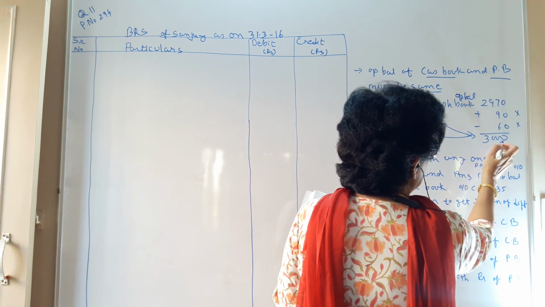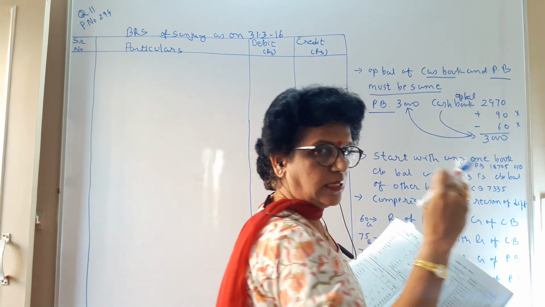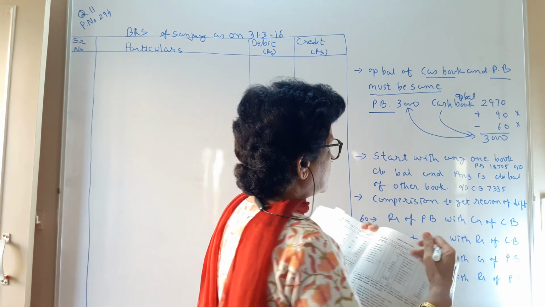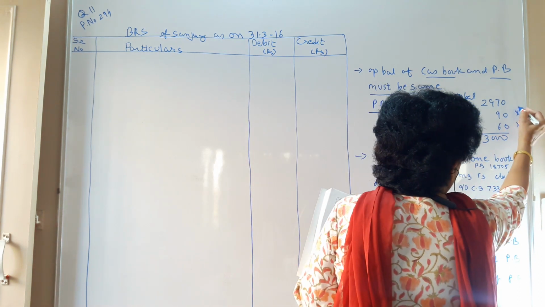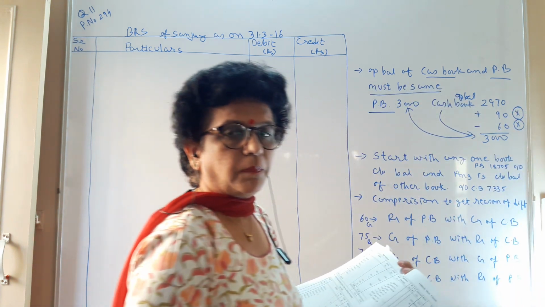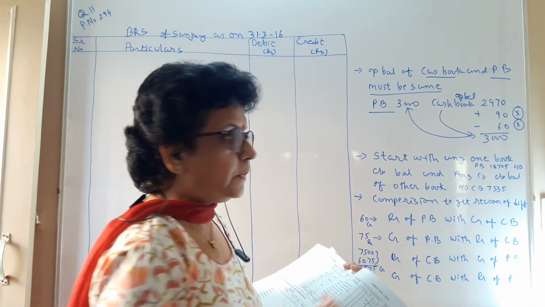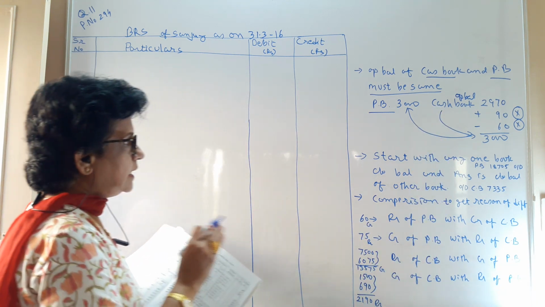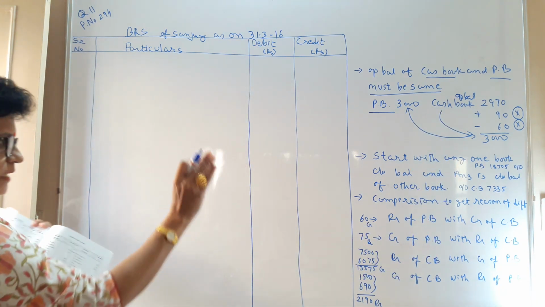So now both the legs are the same. The opening balance has to be the same to start your BRS example. So do not consider these two transactions; this is what you have to keep in mind. When you compare, ignore these two transactions. So you can start your example with either of the balances.